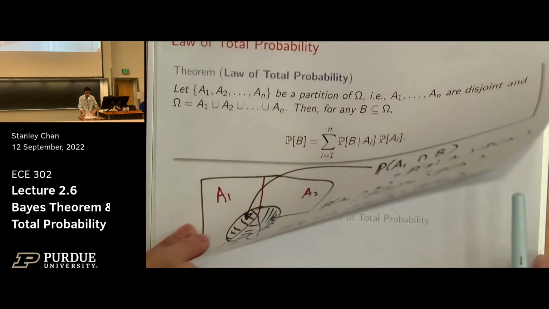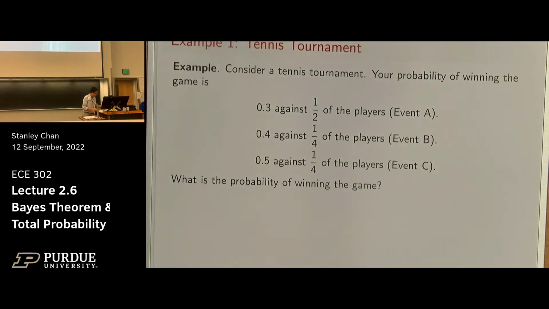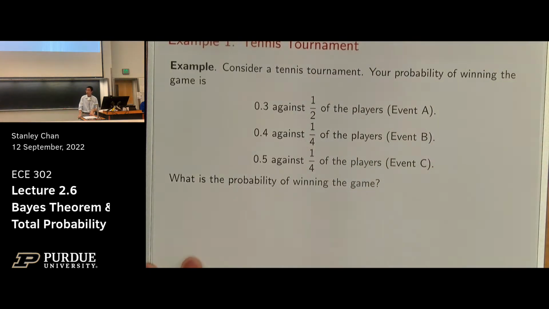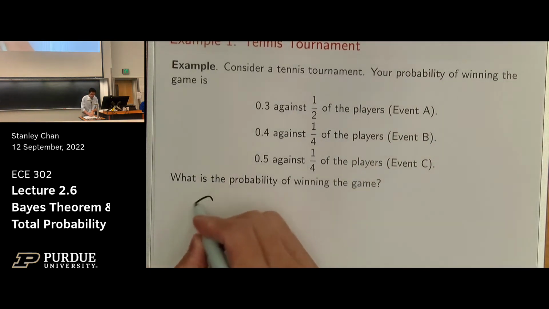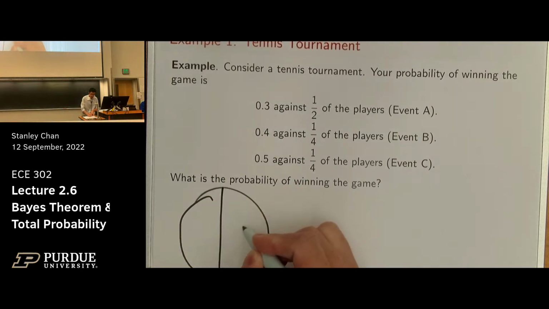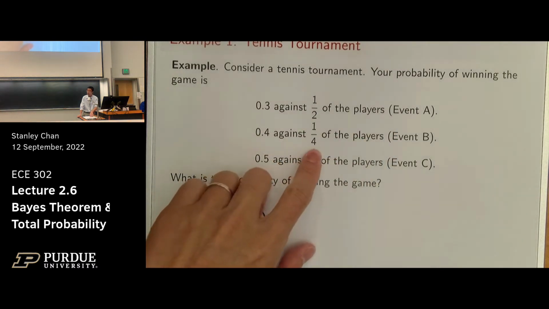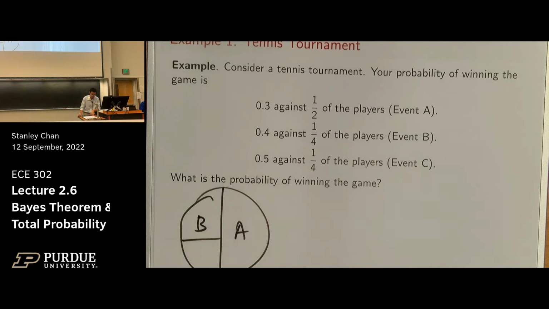Let us start by looking at a very simple example, which we started to look at last time. It is a tennis tournament where you have 3 types of players: player A, player B, and player C. In this game, half of the players are player A. So you can draw the set, and half of them are A players. A quarter of them are B players. And then the rest are C players.